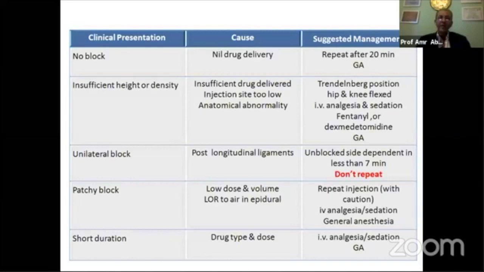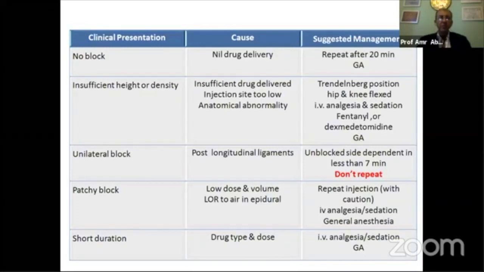If we have no block, this will mostly mean that nil of the drug has been delivered, and this could be either that the drug has been lost in a space like what we mentioned, a pseudo spinal block, which is a Tarlov cyst, or the spinal needle was outside the subarachnoid space. The hands moved. So this is the importance of doing barbotage or just gentle aspiration.